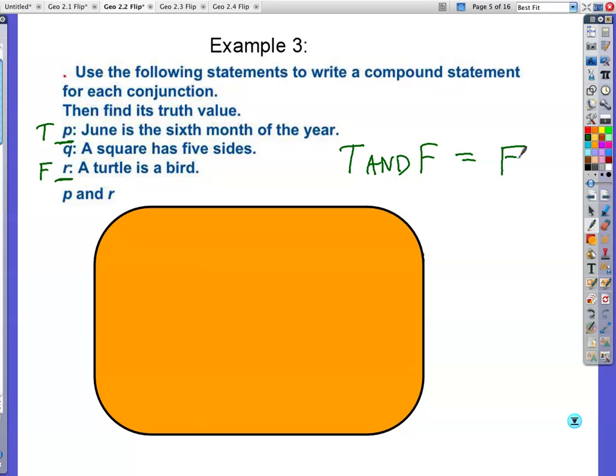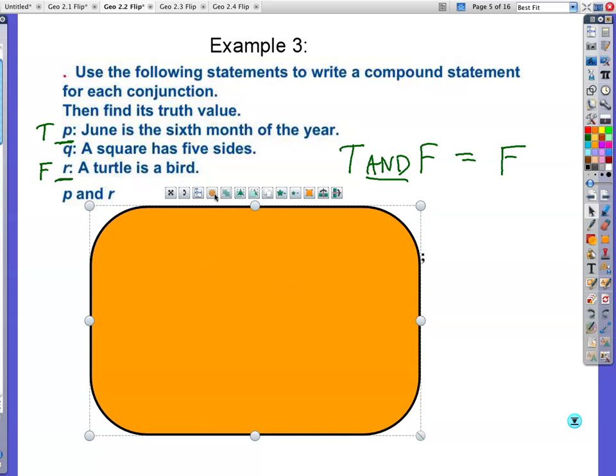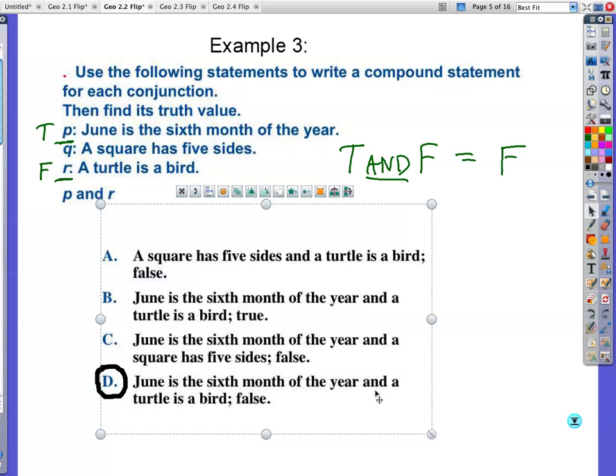Okay, and if you were to write this out, you would say June is the 6th month of the year and a turtle is a bird. Oh, wow. And here's the statement. June is the 6th month of the year and, notice how they have that word there, and a turtle is a bird. Overall, that statement is false, just like we said here.